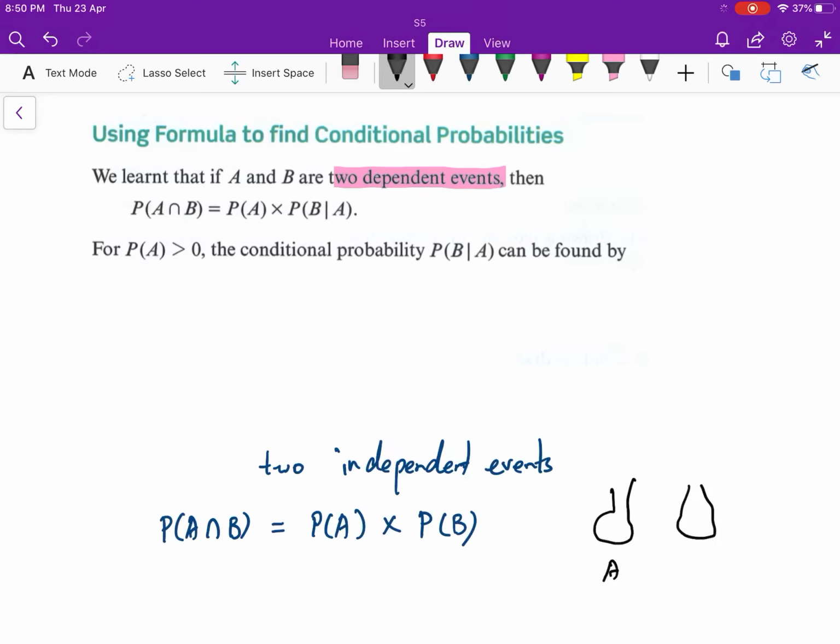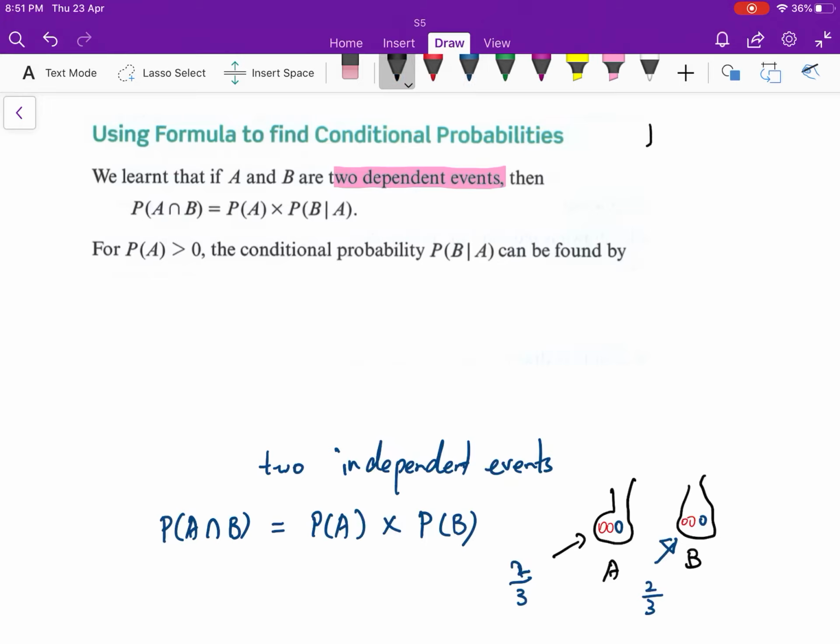For example, if you have bag A and bag B, and both of them have red balls and blue balls, I want to find the probability of a red ball. The probability will be 2 out of 3. Then if you want to find a red ball again, it will be 2 out of 3, right? So actually the probability won't be affected.